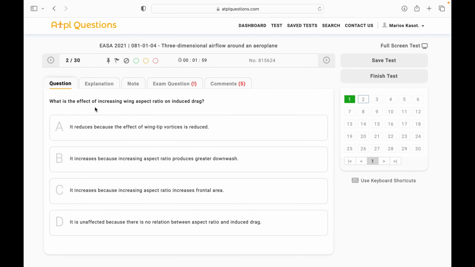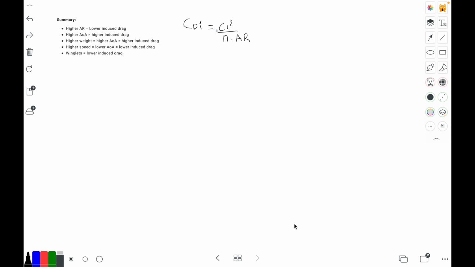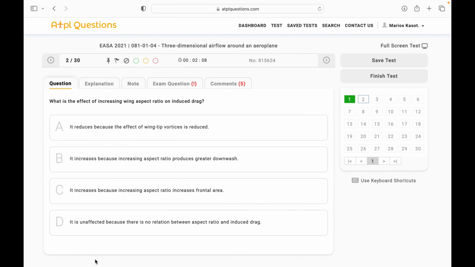What is the effect of increasing wing aspect ratio on induced drag? Let's go to our formula and see. If we increase aspect ratio, if aspect ratio goes up, coefficient of drag induced goes down. So it's pretty straightforward. It reduces because the effect of wingtip vortices is reduced. It's the only one that says it reduces, so the correct answer is A.